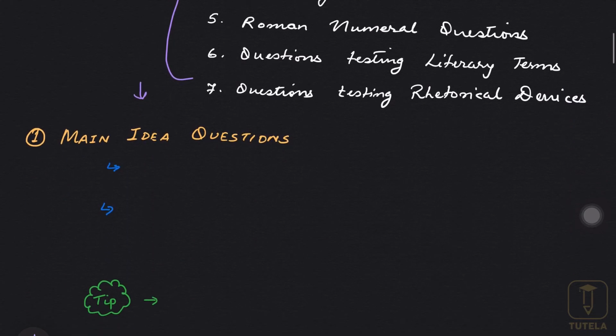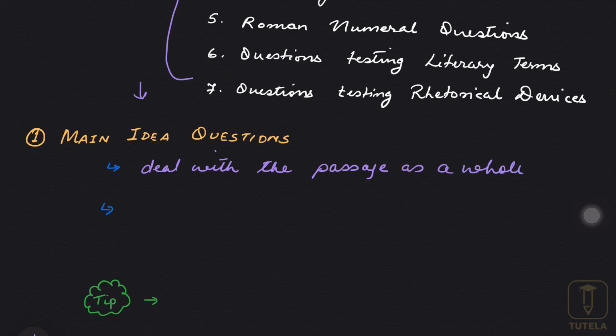Let's deal with the first type of question called the main idea questions. As the name suggests, the main idea questions deal with the passage as a whole. So when you're working on main idea questions, you will have to read the passage properly. You will have to understand, or rather comprehend the passage properly, and then and only then you will be able to answer the main idea questions accurately. We have subtypes here. These are all different types of main idea questions.